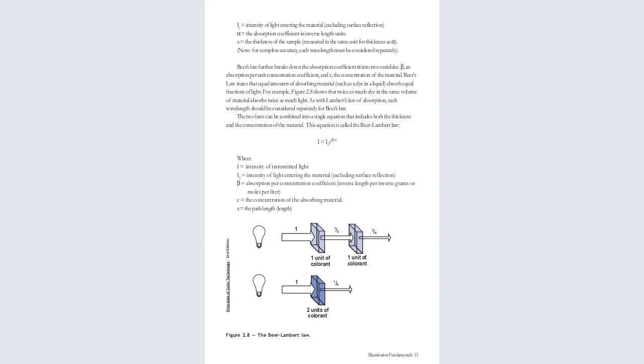So Beer's law further breaks down the absorption coefficient into two variables: beta, the absorption per unit concentration coefficient, and C, the concentration of the material. Now the law states that equal amounts of absorbing material, such as the dye in a liquid, absorb an equal fraction of light. For example, the figure shows that twice as much dye in the same volume of material absorbs twice as much light. As with Lambert's law of absorption, each wavelength should be considered separately by Beer's law. Now you can see what is happening here.